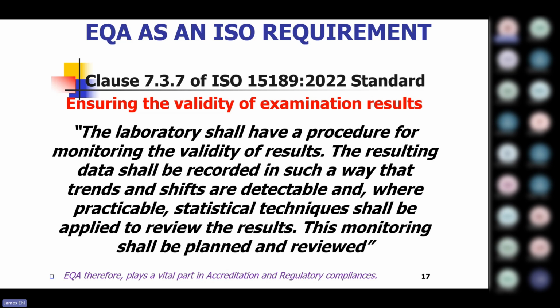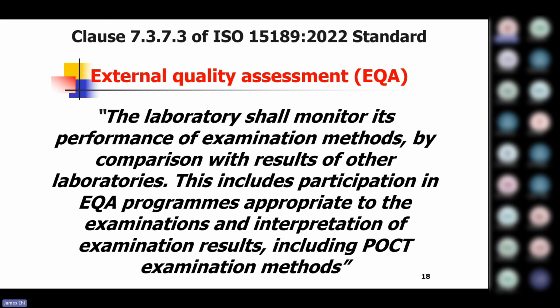And where practicable, you are also advised to use statistical techniques. There are other statistical techniques, such as coefficient of variation and bias, which you use to review the outcome of your result. This shall be planned and reviewed continually. Then section 7.3.7 we talked about in the previous slide is the general introduction. Then point 1 talks about internal quality control, and point 3 talks about external quality assessment. These are just extracted from the ISO standard. You can get the standard to see details.